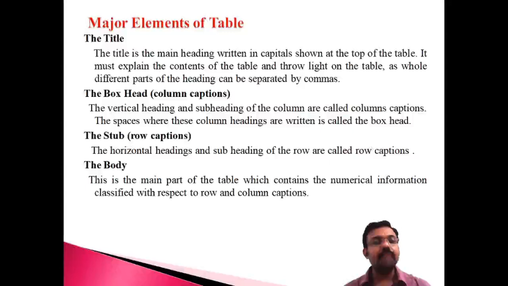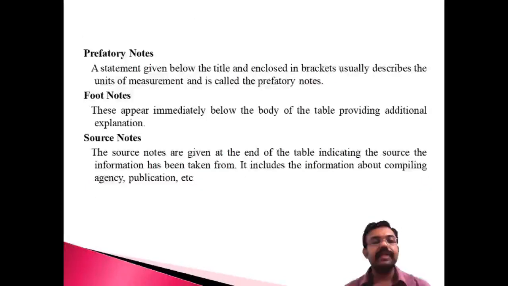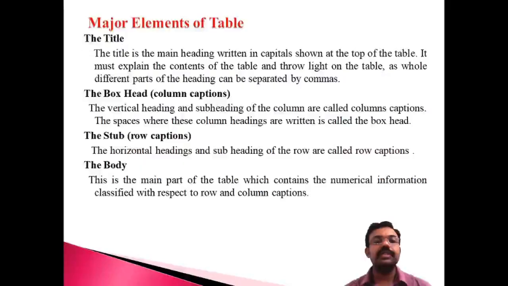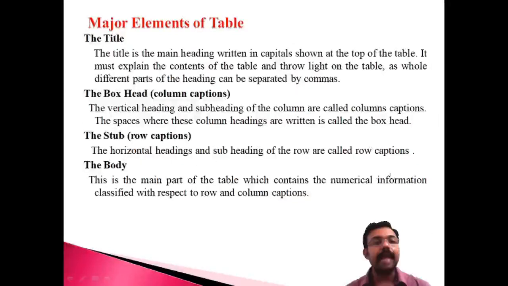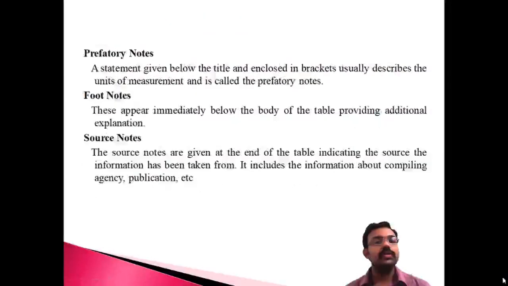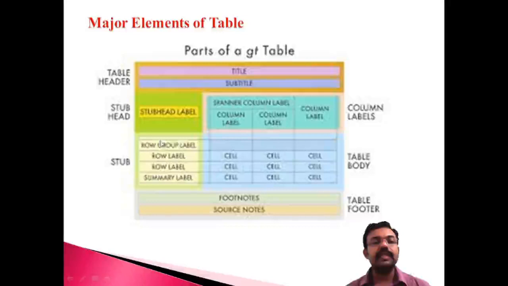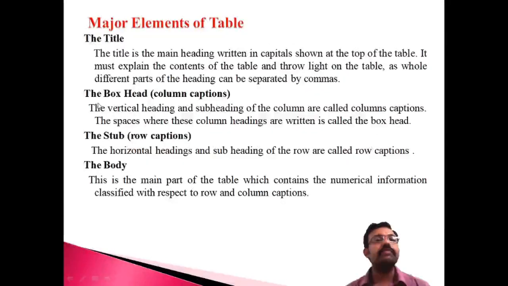And the second one is the box head. The box head means the column captions. Here there are many column captions available. These column captions are known as the box head. The vertical heading and subheading of the columns is called the column caption. So there are vertical elements regarding each and every element, relating to the column. This is one of the important elements, the box head, the column captions.